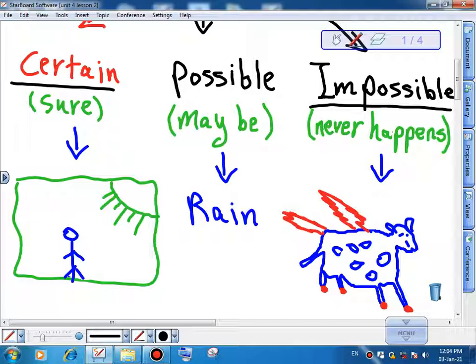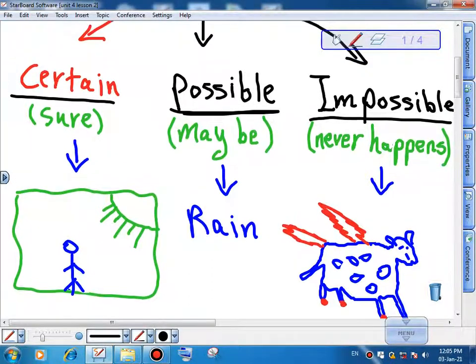Okay, and the last one, the possible. Possible mean maybe no, maybe yes. If I look to the cloud, it will be rain or not. I'm not sure if it will be rain or not. So I say that it's a possible event. I don't know if it will rain today or tomorrow. It may be rain or not. So I'm not sure, it will be possible event.